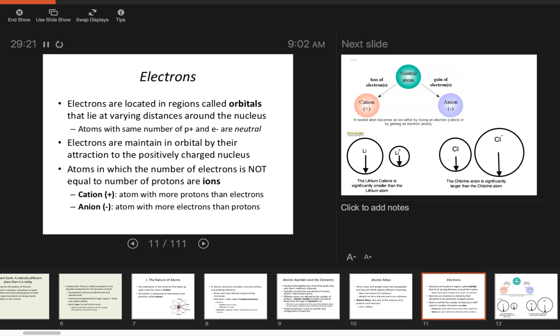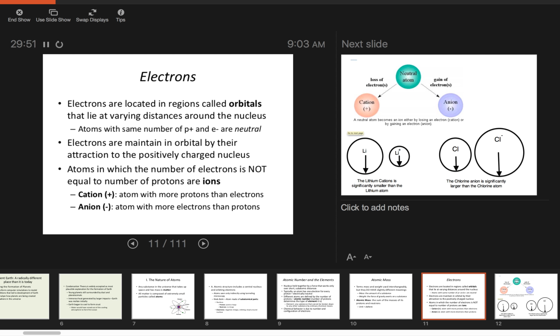All right, moving on to the electrons. Isotopes is essentially the different atomic masses. And it's all based on the different number of neutrons, because they all have the same number of protons. Okay, there. All right, moving on to electrons.